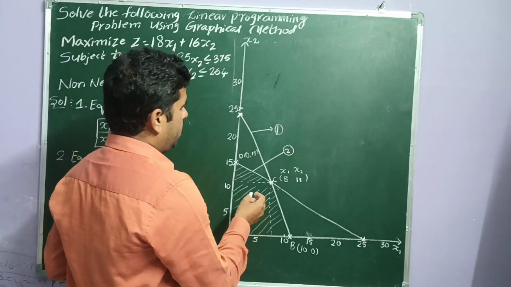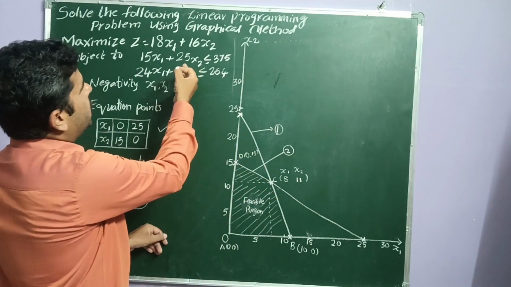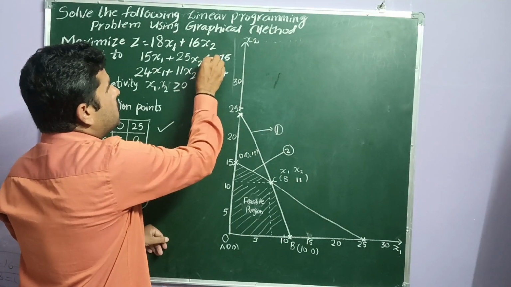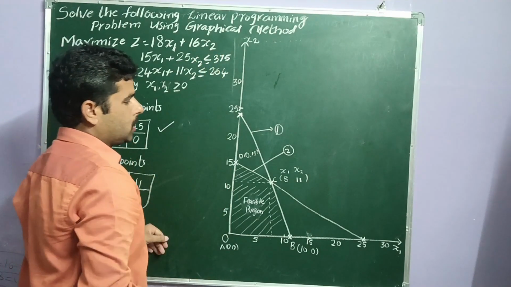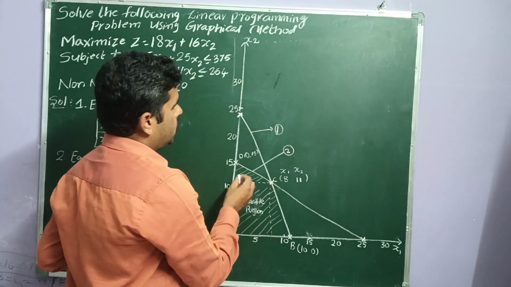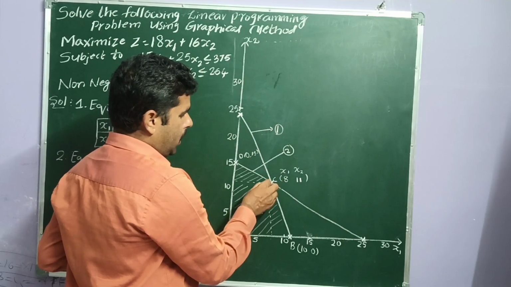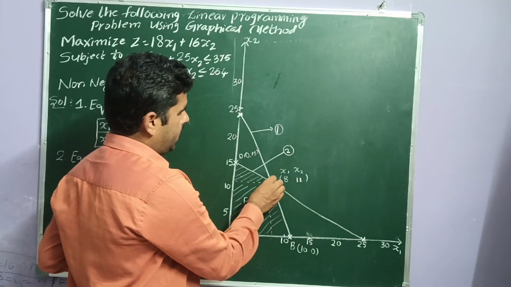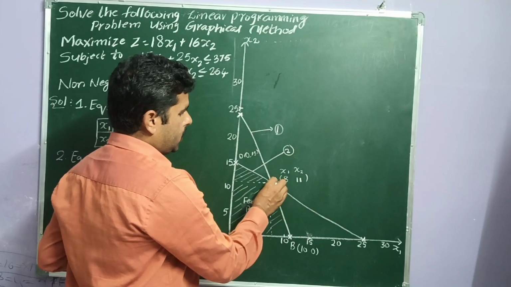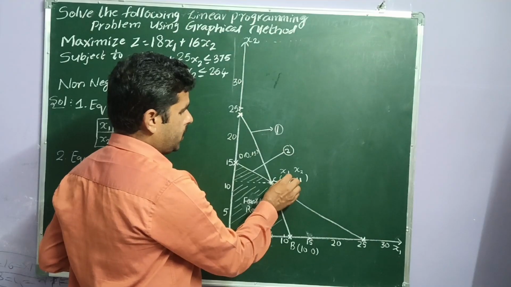Observe carefully. This is the intersecting point. Our question is 15x1 plus 25x2 less than or equal to 375. The less than or equal to symbol is there for the first equation and the second equation, so the feasible region should be inside here. I am drawing it here. With the help of a scale, at the intersecting point, keep the scale on the downside and the left side. Here x1 is 8, so I have written 8 here, and x2 is 11.